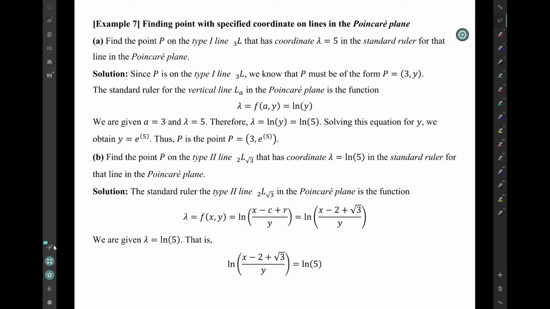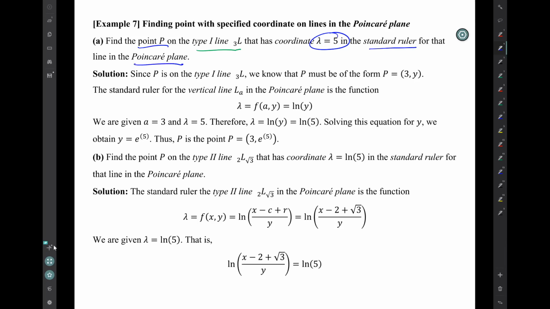Finally, example 7, finding a point with specified coordinates on lines in the Poincare plane. So question A, find the point P on the type 1 line, x = 3, that has coordinate lambda equals 5 in the standard ruler for that line in the Poincare plane.